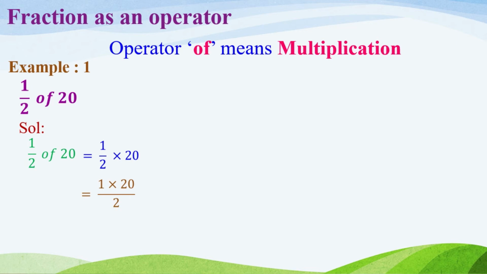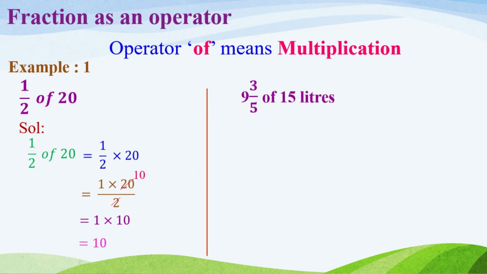2 is the denominator. 20 is the whole number. Now numerator multiplied with whole number by denominator. So we get 1 into 20 divided by 2. Now cancel the common factor. 2 and 20. Here take 2 table, 1 2 is 2, 10 2s are 20. We get 1 into 10, 1 10s are 10.